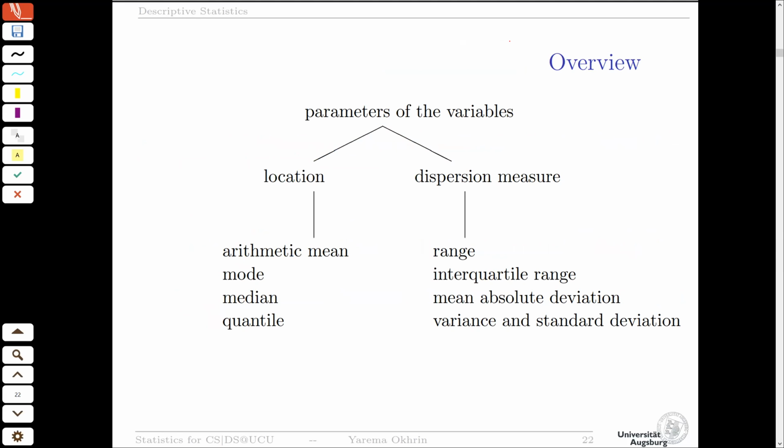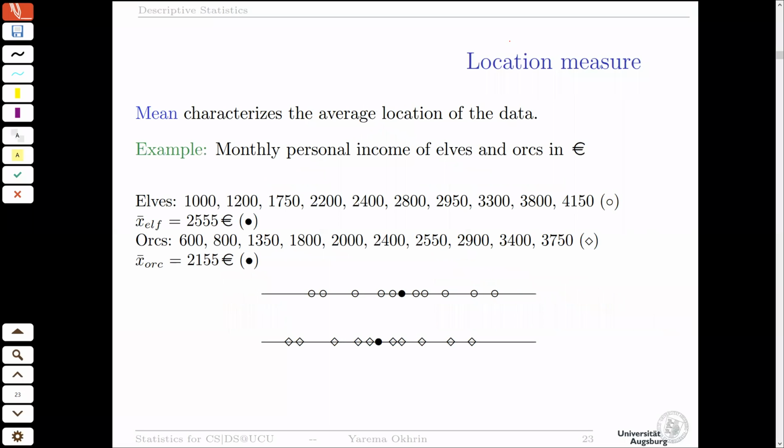The mean is the simplest one, but there are many others which in most cases are easier to interpret, and they have better properties from a statistical point of view. And there are also different dispersion measures. Variance is the most popular one, but depending on the application, you might have other ways to measure the dispersion. So let us start with the location measures.